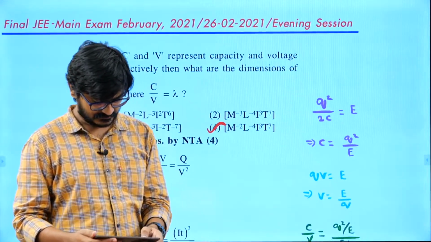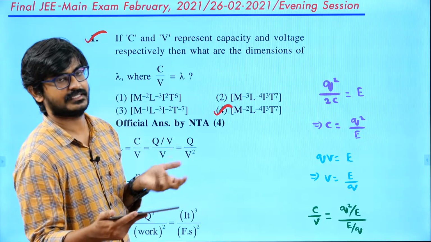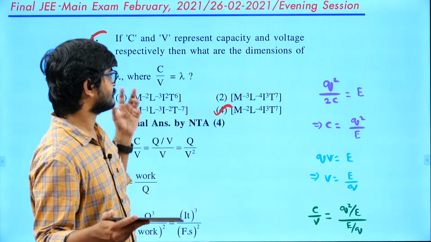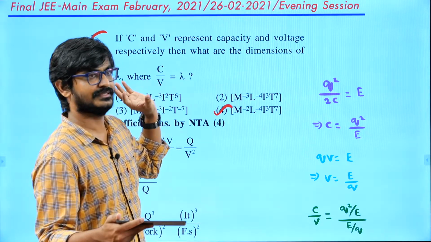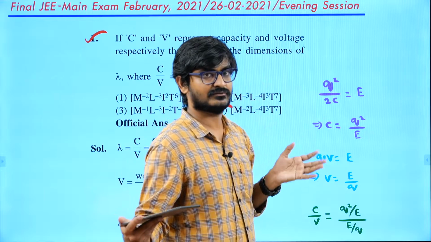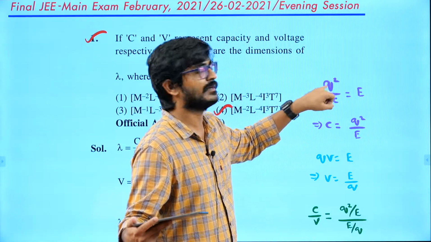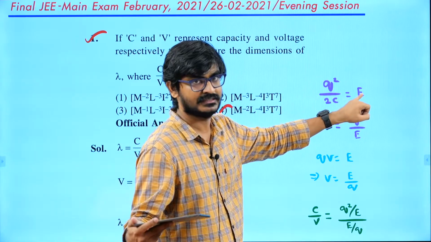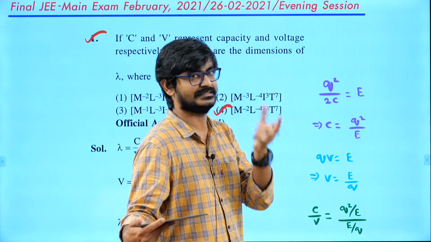Now the next one is, what are the dimensions of C by V, where C is capacity and V is voltage? Again you can go with your traditional method, but what I see is the formula which involves C, and what other terms I know easily. This is the energy equation, Q square by 2C equals E. Here Q dimensions I know easily, energy dimensions I know easily. Whenever I see energy, I think of half mv square. That is the easiest way for me.